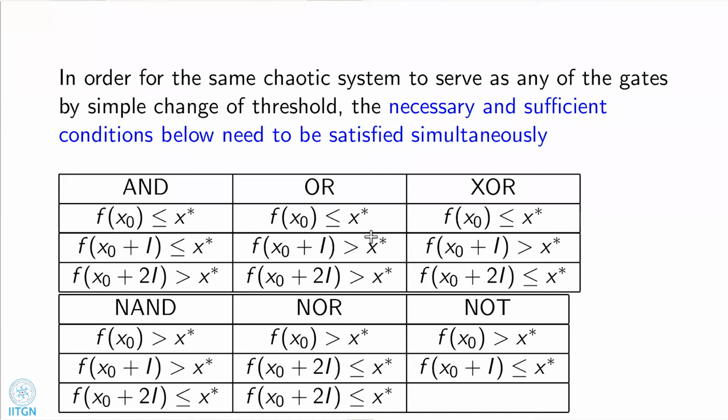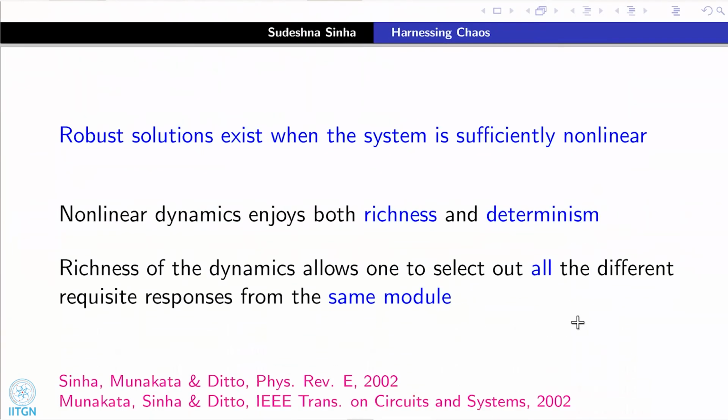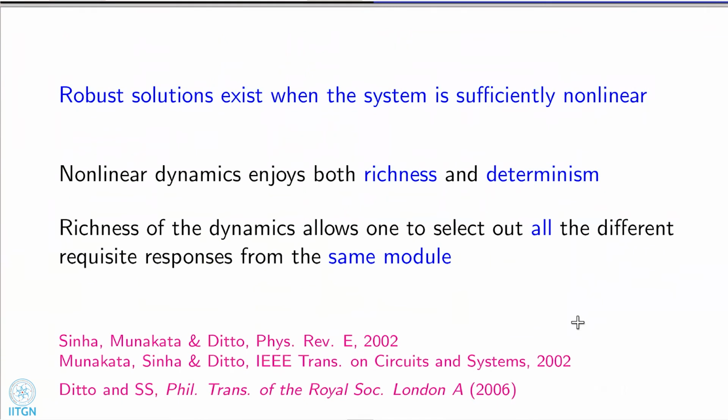So this table is the set of equations I must satisfy. These are the necessary and sufficient conditions in order to implement those logic gates by that chaotic map. So in order for the same chaotic module system to serve as any of these, by simply changing this threshold, I will have to satisfy these equations. So you don't have to stare at them, but you have to sort of believe me that this is reflected in this.